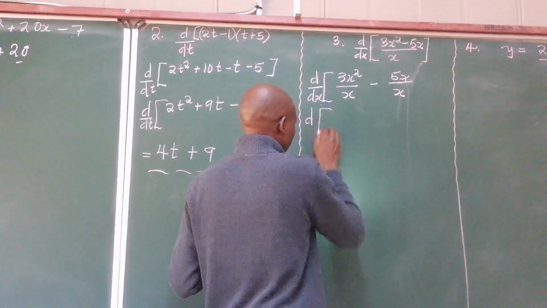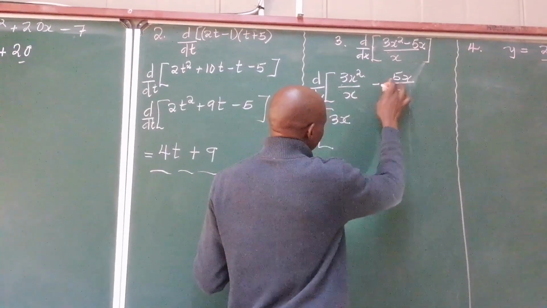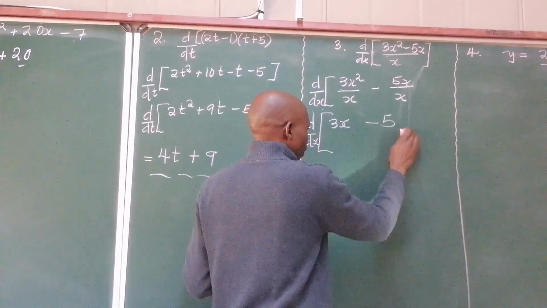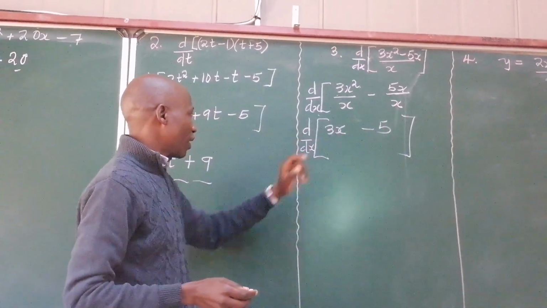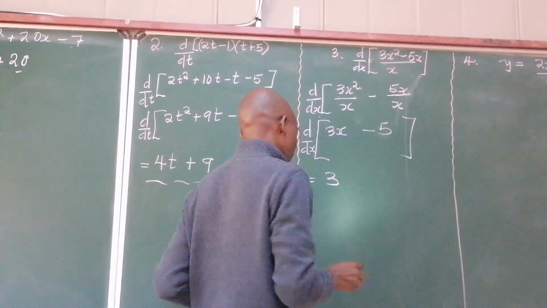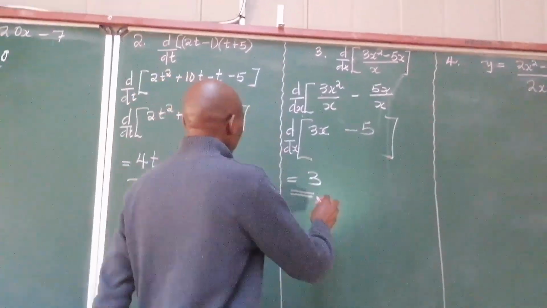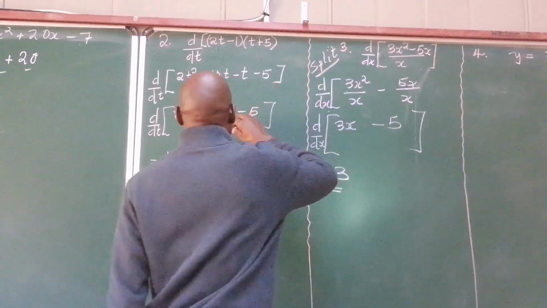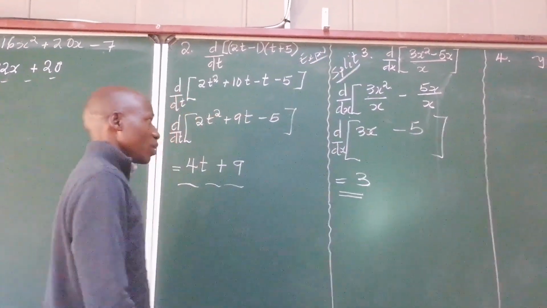You could split when you are given that. Now this becomes the derivative of 3x squared over x, this is 3x, and then minus 5x over x, this is minus 5, with respect to x. Now this is sorted, so we can now differentiate. The derivative of 3x with respect to x is equal to 3, and then the derivative of the constant minus 5 is 0. So therefore our derivative is equal to 3. So here we have used the split method, and previously we said here we expand. These are the stages that we use in preparing.